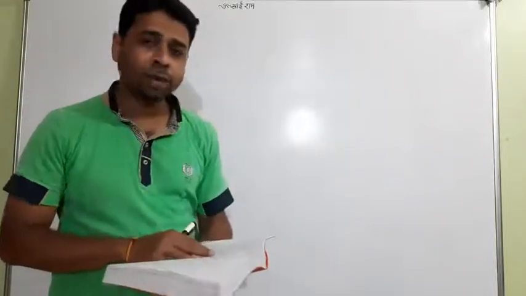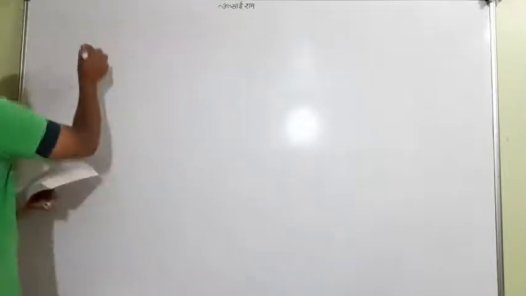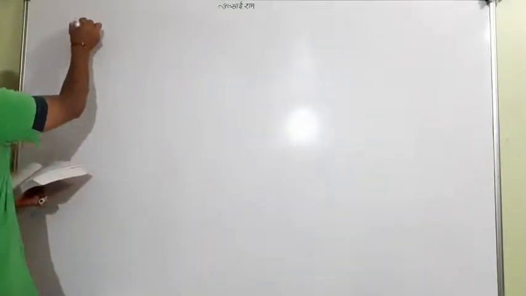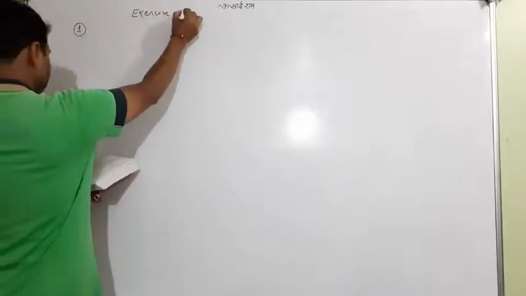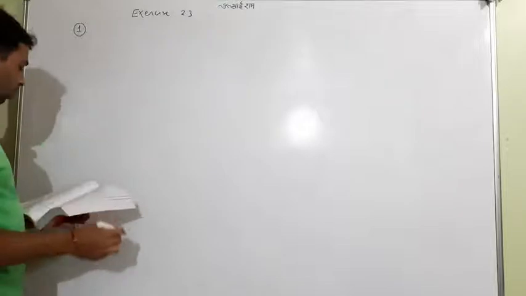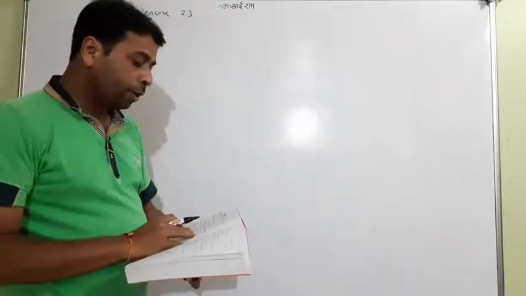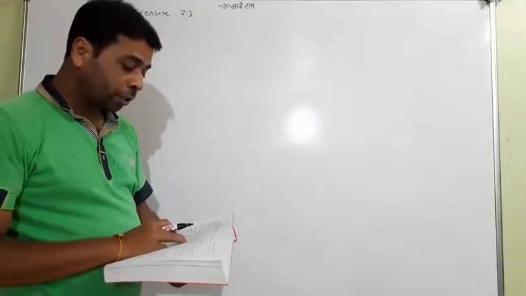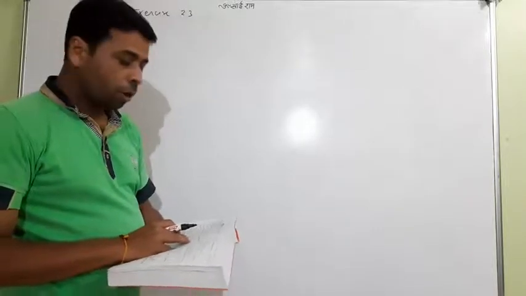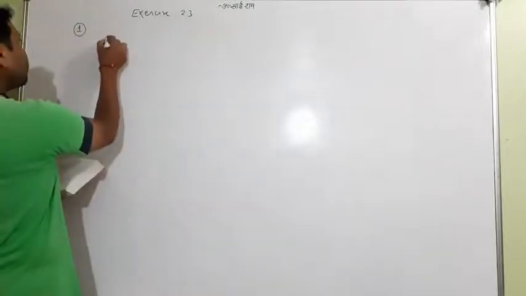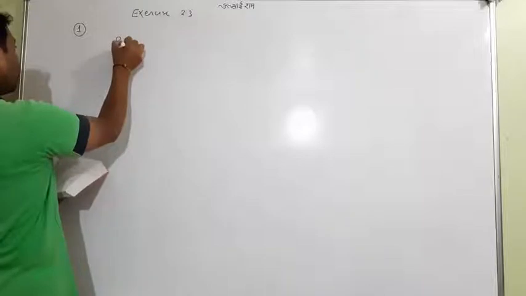Exercise 2.3 we are going to start, and now we will see what kind of questions there are. We have only 5 questions, so we will try to finish it today. Look at question number 1 of exercise 2.3. The first question is: which of the following relations are functions? If it is a function, find the domain and range. Some relations are given.